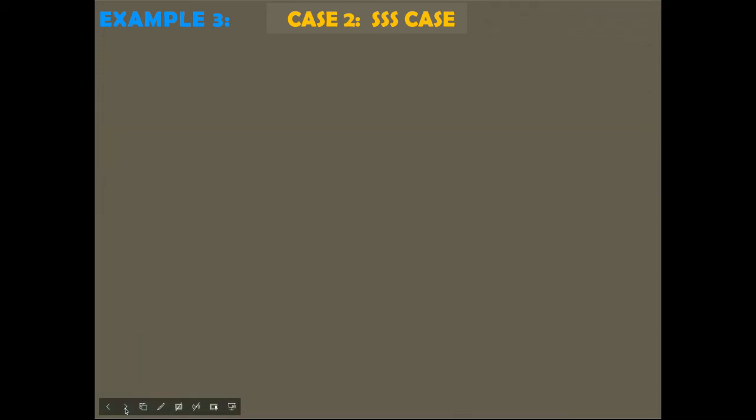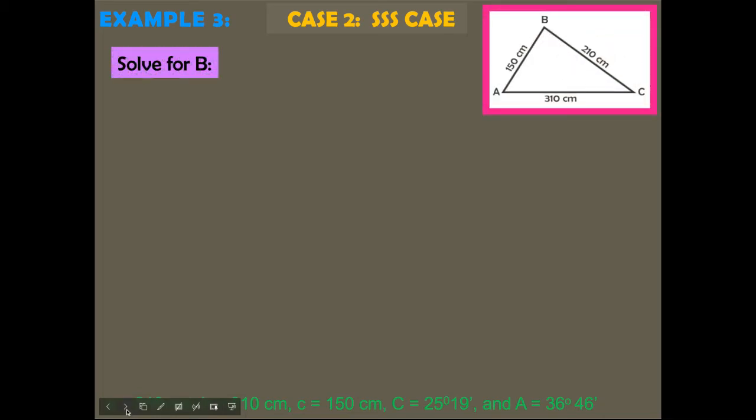Now let us solve for angle B. So now we have sides A, B, and C. We have angle C and then angle A. So to fully solve for the triangle, we only need to solve for angle B.